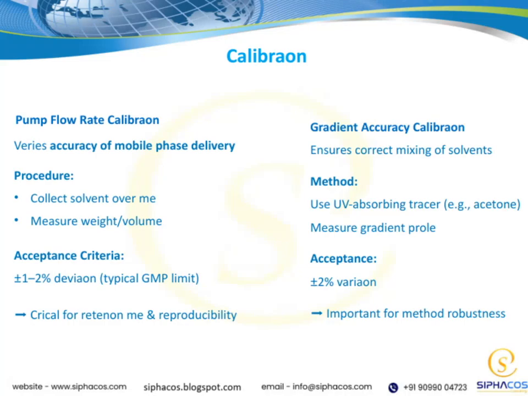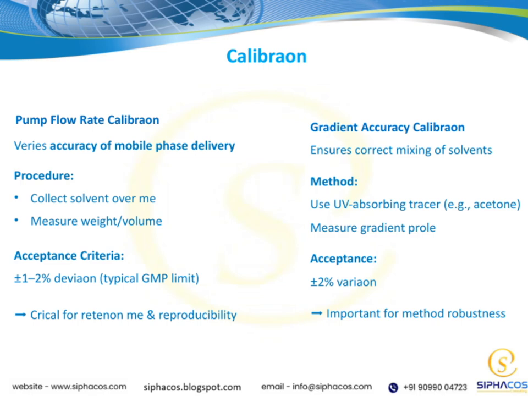Let's now look at gradient accuracy calibration. This step is crucial to ensure that our solvent mixing is precise. We typically use a UV-absorbing tracer, like acetone, to measure the gradient profile. By doing this, we can verify that the gradient we're producing matches our intended profile. The acceptable variation here is within plus or minus 2%, which helps us maintain method robustness. If the gradient isn't accurate, it could affect our separation quality and reproducibility.